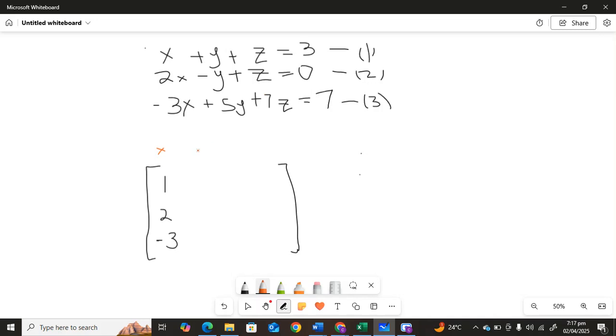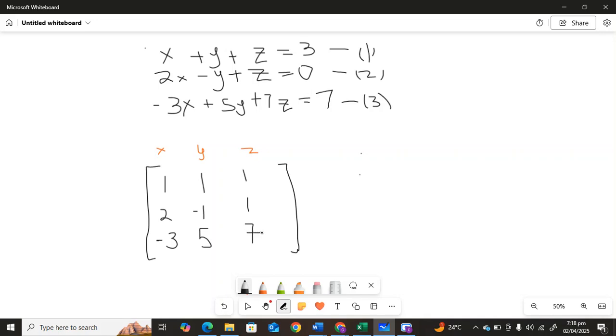Now we go to the coefficients for y. Equation 1, the coefficient for y is 1. Remember, the coefficient is just the number in front of the letter. So when you see a letter by itself, there's an invisible 1 there. This negative y, the coefficient is negative 1. For equation 3, the coefficient is 5. Then we go to the z. In equation 1, the coefficient of z is 1. In equation 2, the coefficient of z is also 1. In equation 3, the coefficient of z is 7.